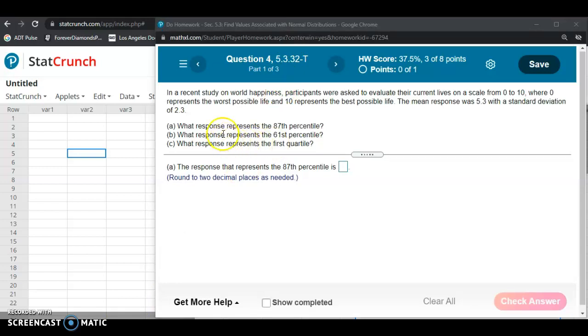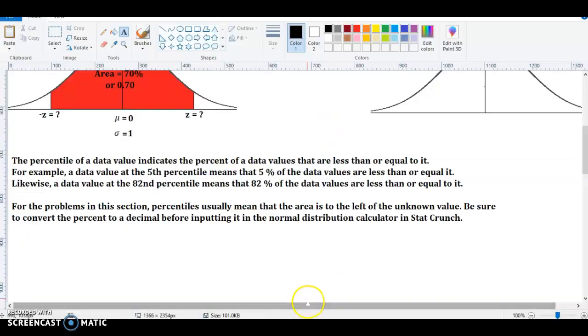Once again, part A asks what response is at the 87th percentile. Before we answer the question, let's do a quick review of what a percentile is. The percentile of a data value indicates the percent of data values that are less than or equal to it. For example, a data value at the 5th percentile means that 5% of the data values are less than or equal to it. Likewise, a data value at the 82nd percentile means that 82% of the data values are less than or equal to it.